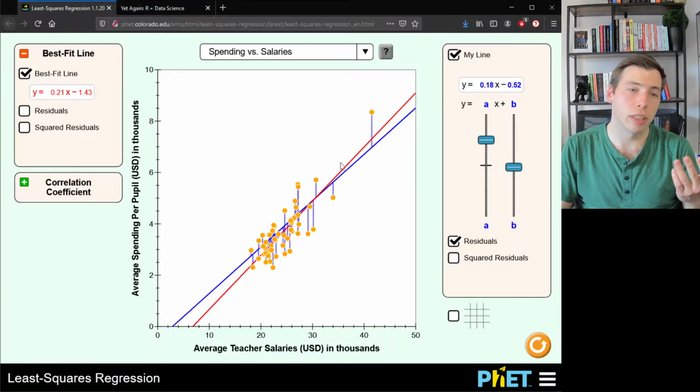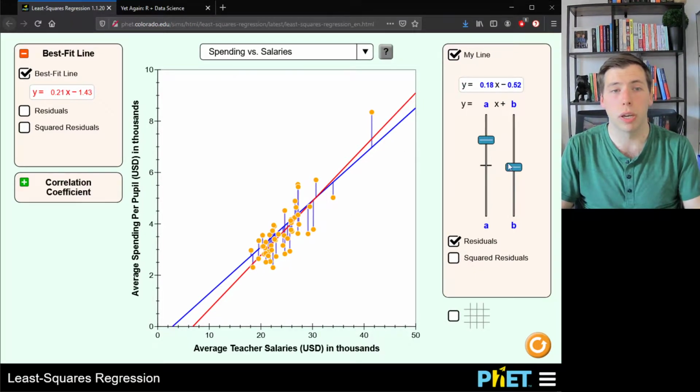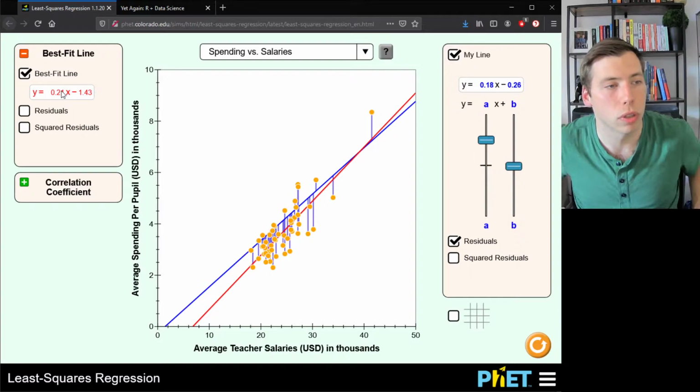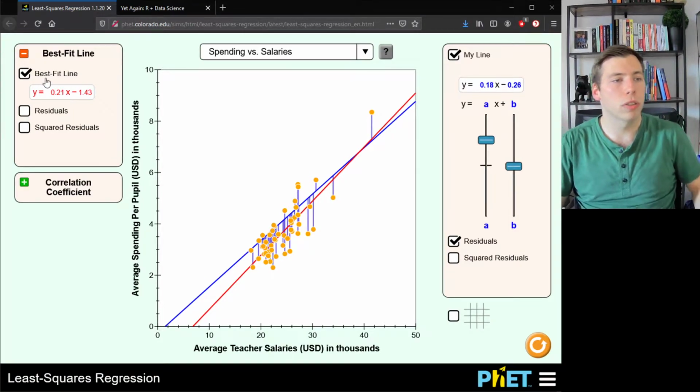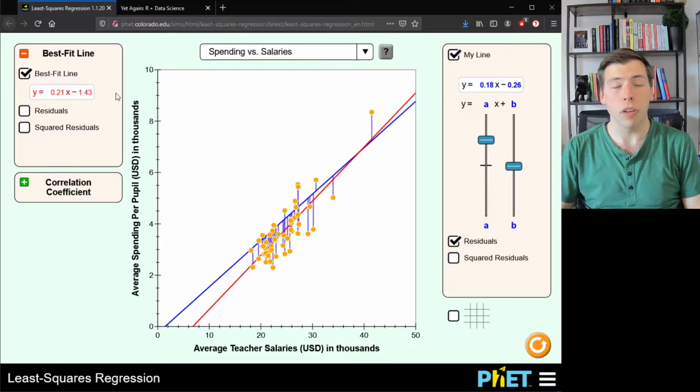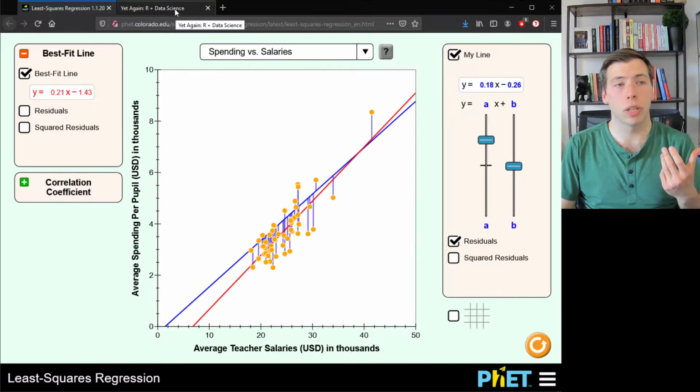So actually I see that the red line has a lower sum of squared residual compared to my blue line. So if I wanted to, the real parameters are written here, so it's 0.21 for the predictor parameter and minus 1.43 for the constant parameter beta naught.